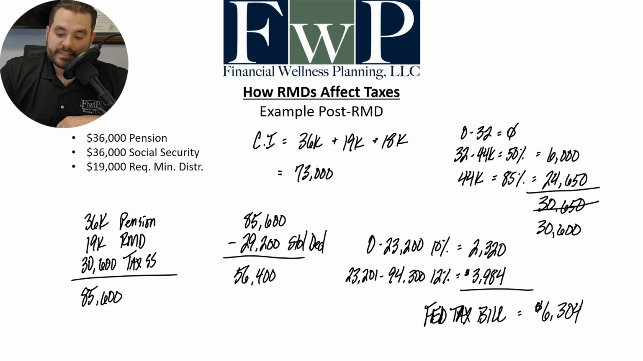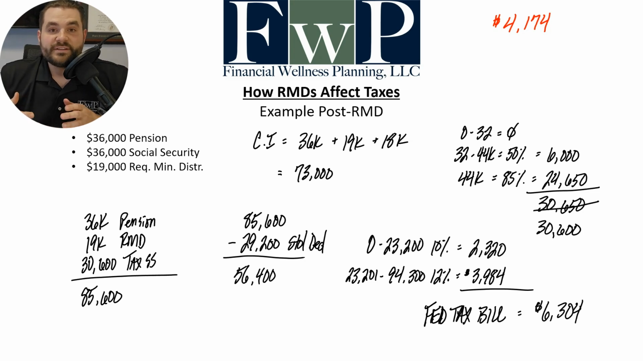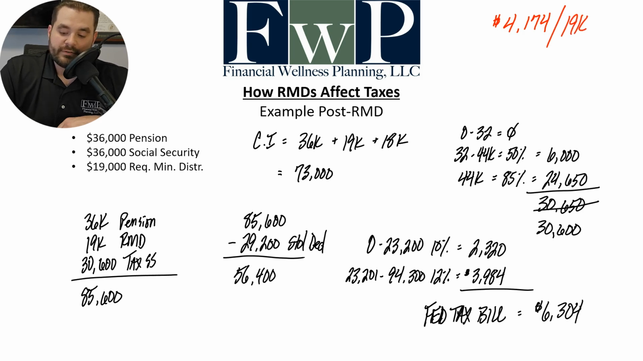And this tax bill is a significant increase from before when they weren't taking RMDs. The actual difference of their tax bills is $4,174. And all of that is due to the RMD that they had to take. So if we wanted to dive a little bit deeper, we could figure out the effective tax rate on that RMD. We could divide that by $19,000 and figure out that their effective tax rate on their RMD is 22%.